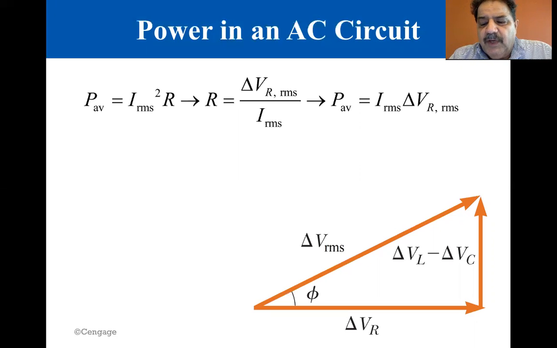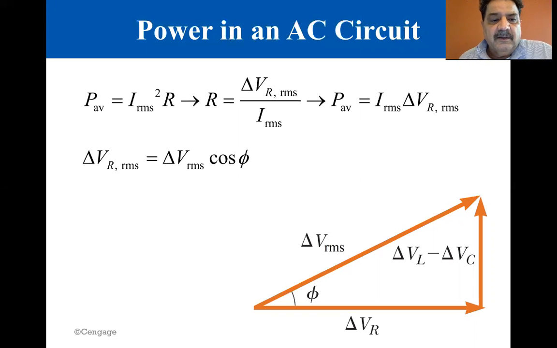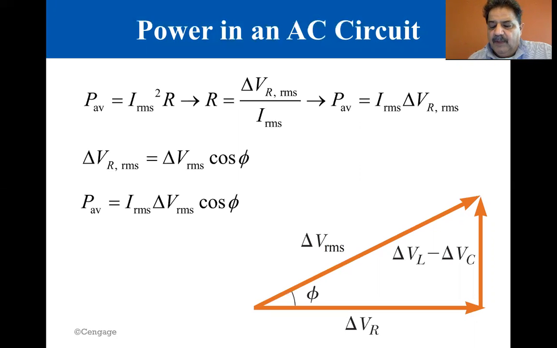We can use the voltage triangles shown here, where we see that the voltage drop across a resistor can be written in terms of the voltage of the source. Delta V RMS equals delta V times cosine phi. That means the average power delivered by a generator in an AC circuit is this relationship, where the quantity cosine phi is called the power factor. So P average is equal to I RMS times delta V RMS times cosine phi.